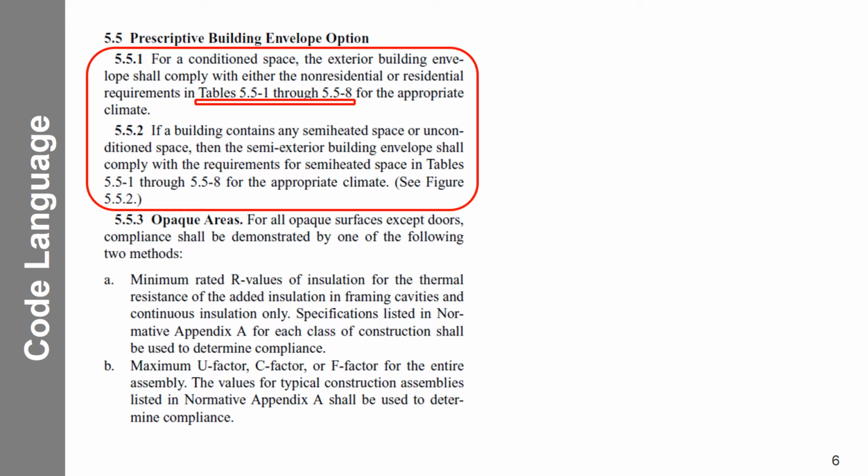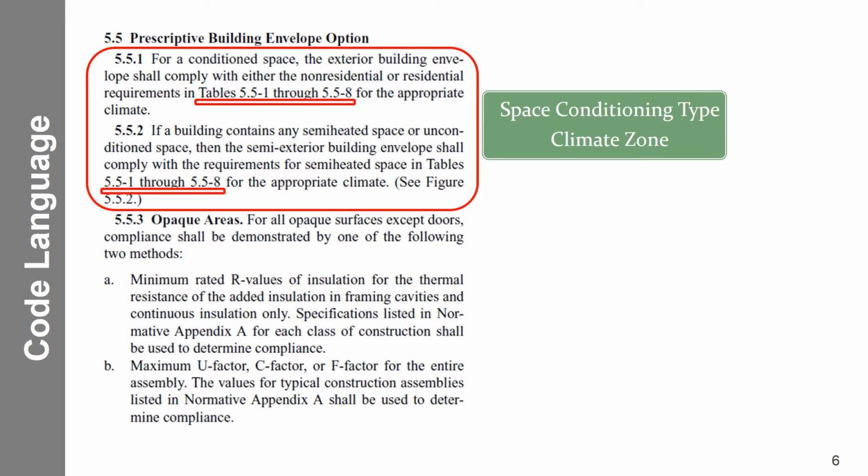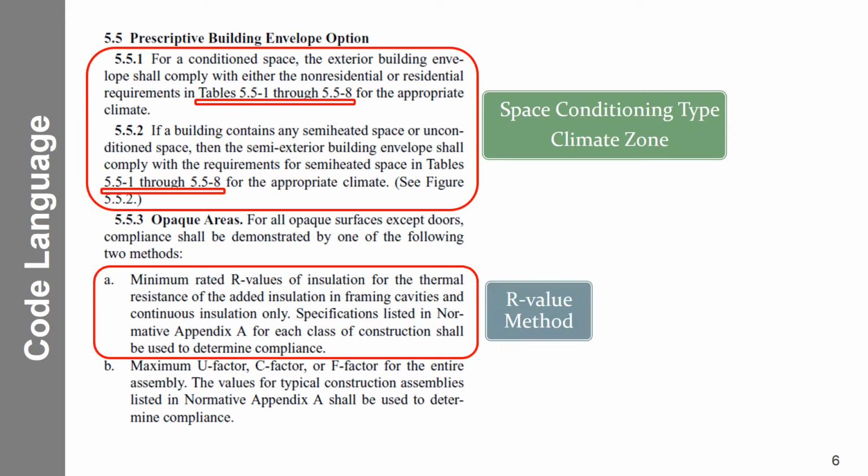For a conditioned space, the exterior building envelope shall comply with either the non-residential or the residential requirements in 8 separate tables, Tables 5.5-1 through 5.5-8, for the appropriate climate, and this refers back to the climate zone map. If you have a building that contains any semi-heated space, as we outlined or defined in Part 1 of the webinar series, you would also take a look at the same tables. So this points you to 2 space conditioning types and the climate zone map.